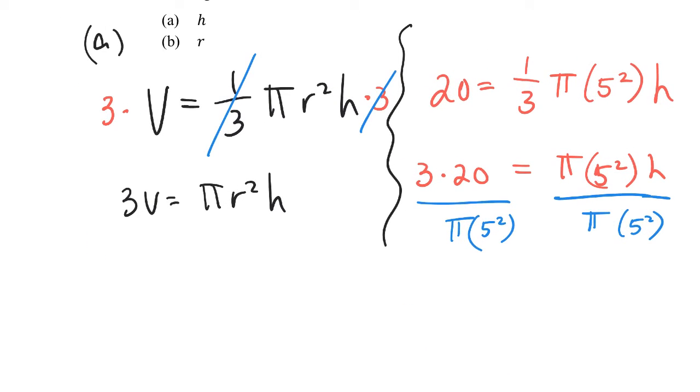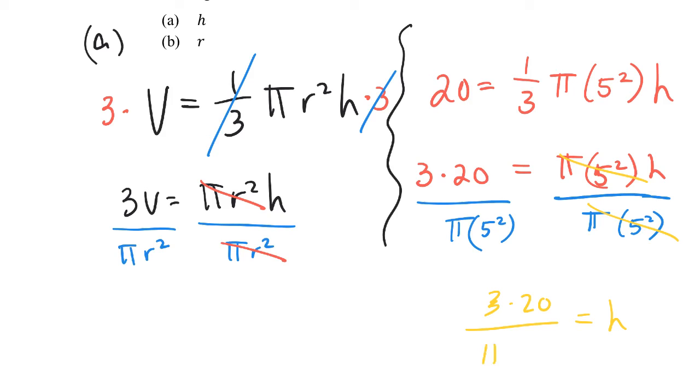On the left side, I'm going to do the same thing. I'm going to divide by pi r squared. Well, the pi r squareds cancel. The pi 5 squareds on the right example cancel. I'm left on the right with h equals 3 times 20, which I know is 60. I'm leaving it for a reason. Times pi over pi times 5 squared. Well, with the algebra, with all variables, I'm left with the same exact expression.